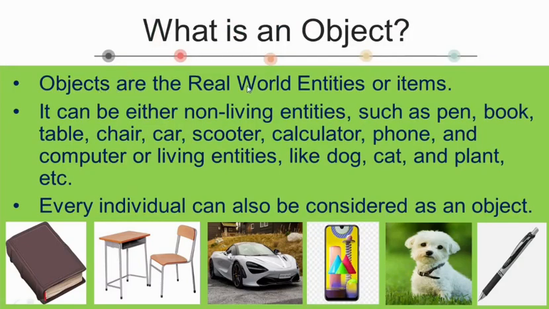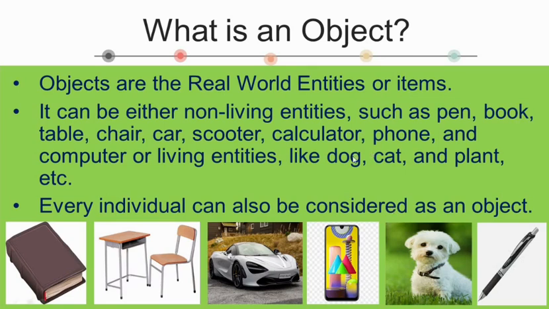Objects are the real world entities or items. Real world things. Objects can be non-living entities or things, such as a pen. So this pen is a non-living entity, or this pen is an object.